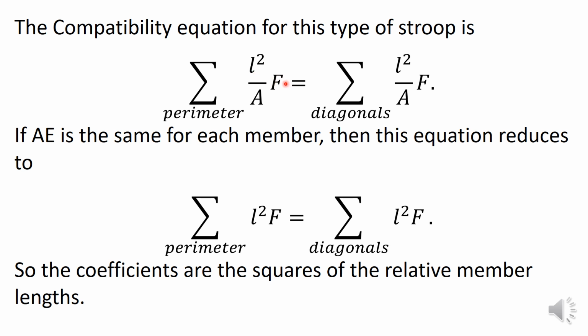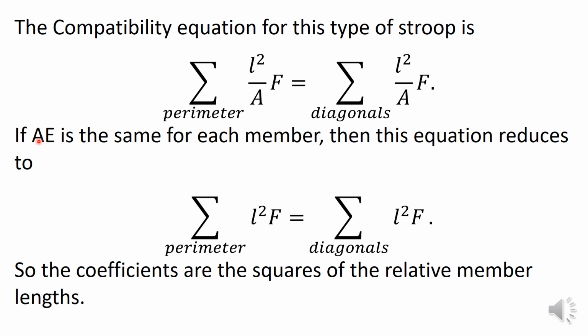I should put subscripts here, but these differ for each member. And then you have the same summation of the similar terms on the diagonals.